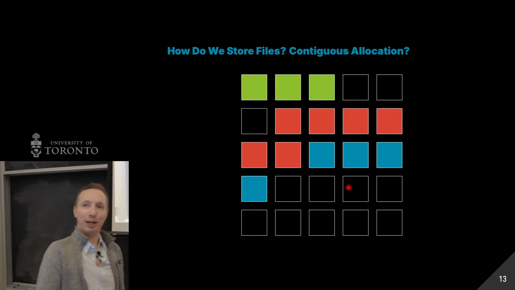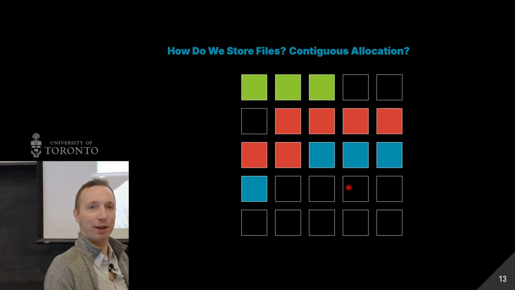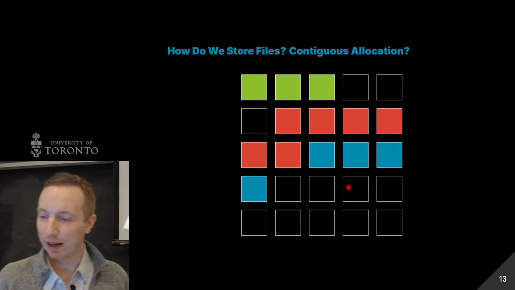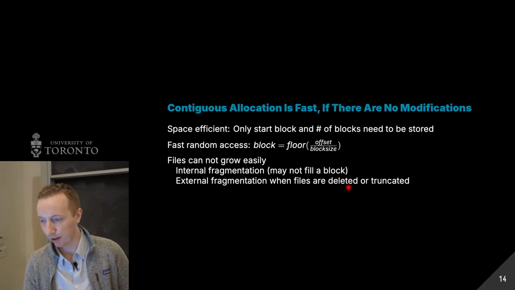With virtual memory, does everything have to be contiguous there? No, one block's as good as any other block, right? So we'll probably steal that idea for storing contents of files. But first, let's discuss why this is bad.